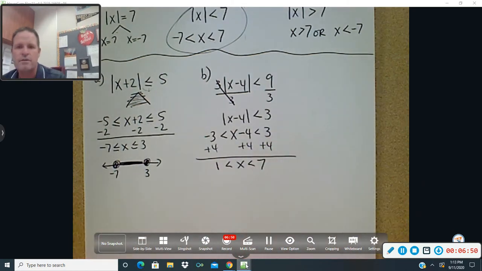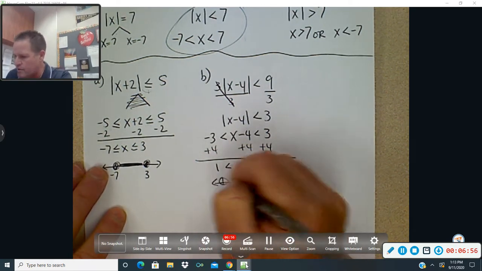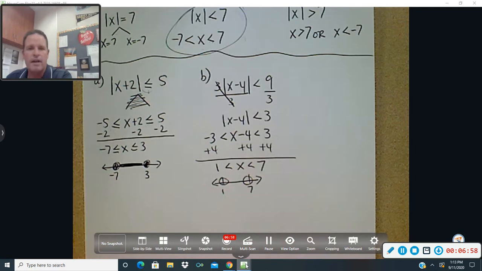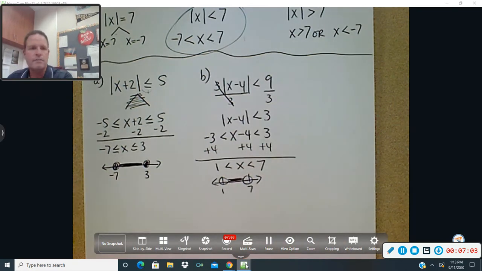Yes, you can do this. It's not easy, but you can do it. Got to work, though. 1 here, 7 there, circles at both. They don't get colored in, and it's a sandwich, so everything in the middle gets shaded. Got it. Another one right.